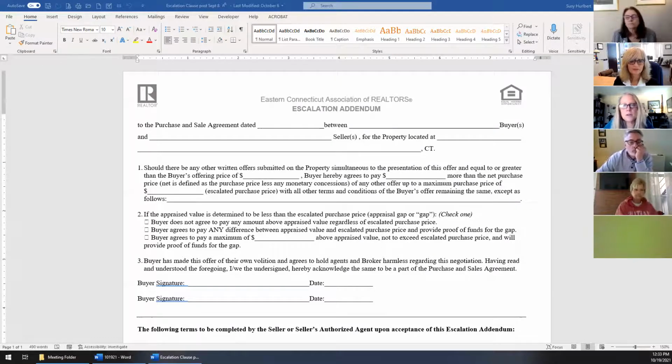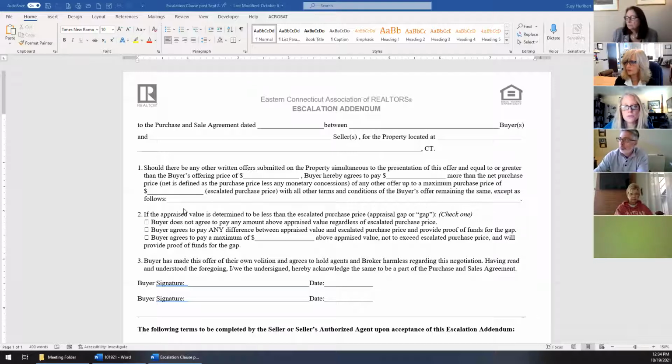The beginning part is pretty self-explanatory. You're just putting in the names of your buyers and your sellers when you're filling this out as the buyer's agent. The first section, labeled 1, 2, and 3, has to do with what the buyer is going to offer the seller when you are involved in a multiple offer situation. The first section is all about what your offer price is, how much over anybody else's net purchase price you are going to go, and then what that escalation price is.